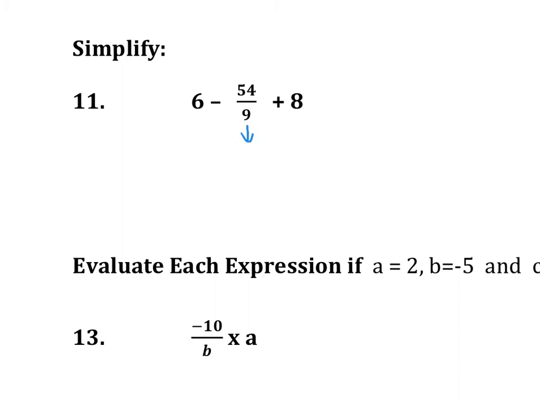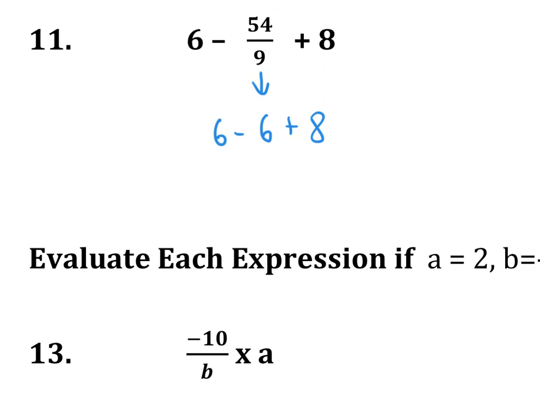Okay, let's come down to 11. I'm first going to divide. 54 divided by 9 is 6. So I'm going to rewrite it here. Now I need to solve left to right. 6 minus 6 is 0. 0 plus 8 is 8.